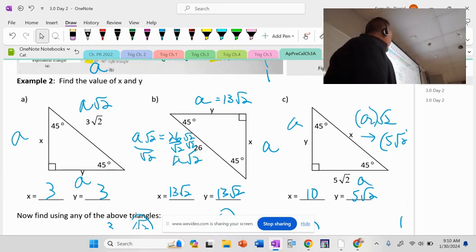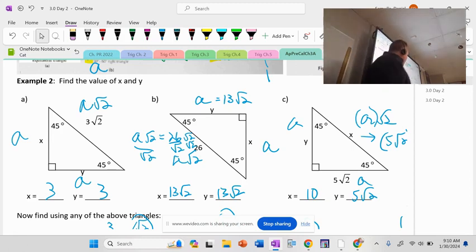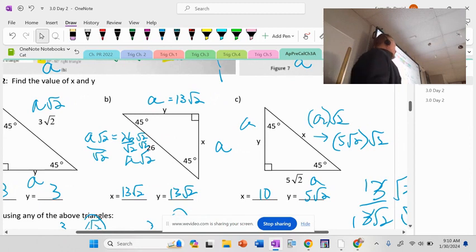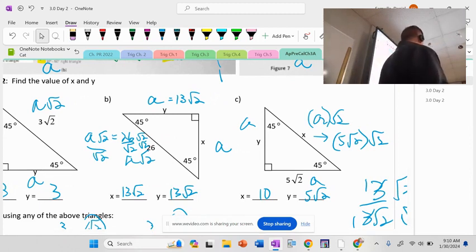All right, how many people got C? All right, I feel like more people should get that C from my hints. I told them for C, the 45-degree side's 5 root 2. That's supposed to be A. So to get the hypotenuse, I need to multiply that by root 2. And there's the math for that. 5 root 2 times root 2. Root 2 times root 2 is 2. 2 times 5 is 10.